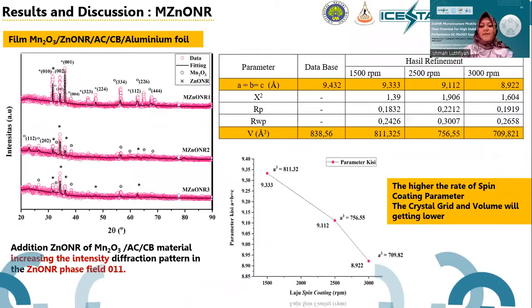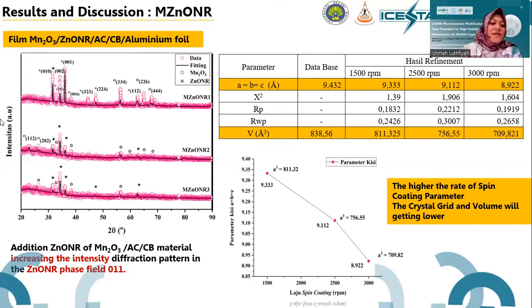First, I get the performance from the X-ray diffraction. I varied the speed of the spin coating. The first speed is 1,500 rpm, and then 2,500 rpm, and 3,000 rpm. And here you can see my first sample, MZnONR1, which has a spin coating speed of 1,500 rpm.